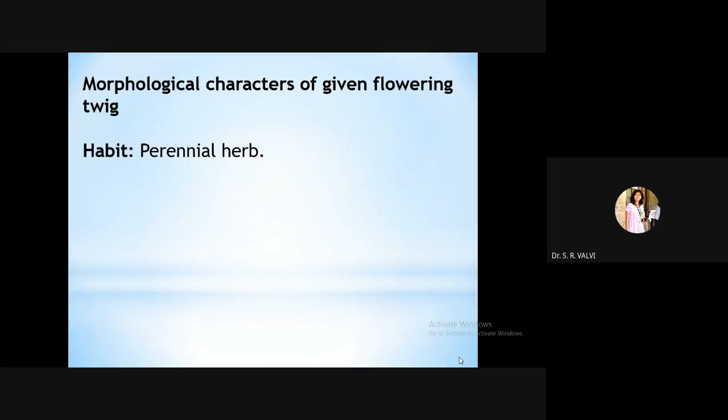Now, what is perennial? Perennial means the plant which grows for more than 2 years. Here again there are three terms: annual, biennial, perennial. Annual is for 1 year, biennial for 2 years, and perennial for more than 2 years. The plants which grow for more than 2 years are called perennial herbs.